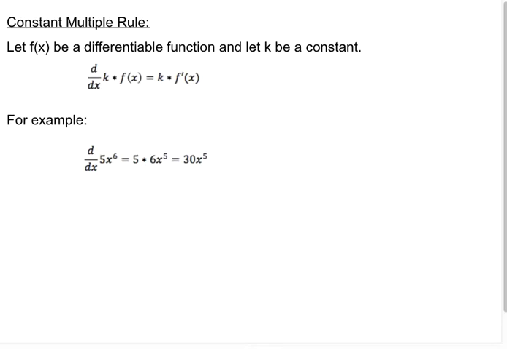So the constant multiple rule: let f of x be a differentiable function and let k be a constant. If there is a number k in front of a differentiable function, then you can just differentiate the function and leave k in front. So here's what I mean by that.